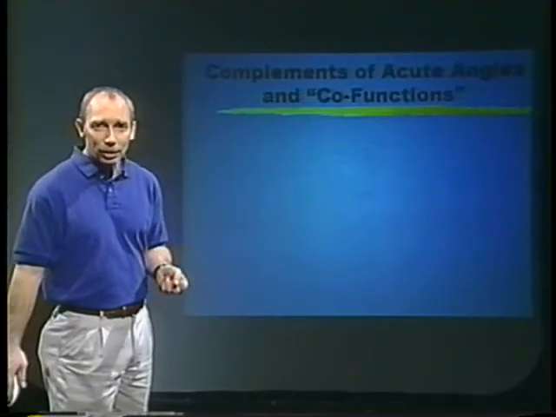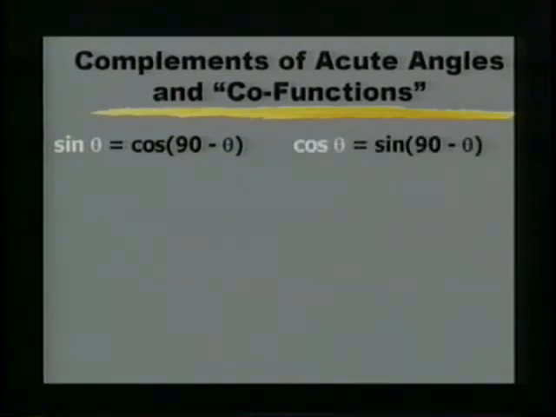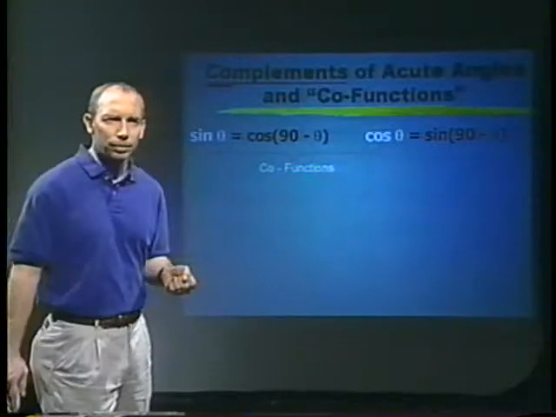Well, let's summarize that. The sine of an angle is the same as the cosine of the complement of the angle, or 90 minus the angle. The cosine of an angle is the same as the sine of the complement of an angle, or 90 minus the angle. That's why, as I said, these are called co-functions. Where does the co come from? Complement, of course.